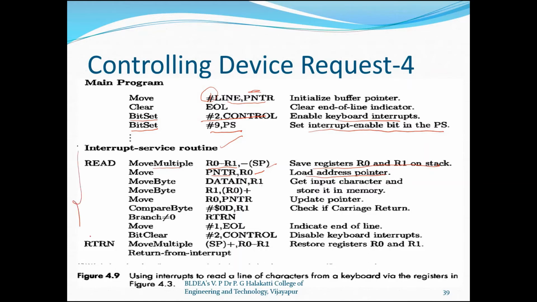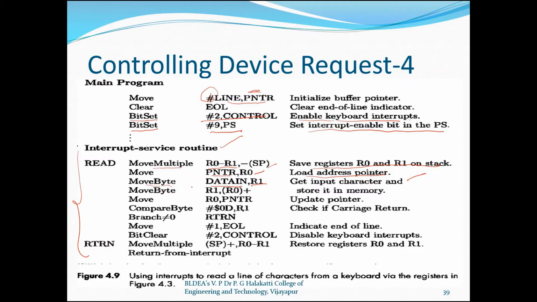So this subroutine is going to execute whenever a key is pressed on the keyboard. That's why we said whenever the keyboard is enabled to interrupt, this subroutine will be called. So we are going to move the data that is stored in the data in register of the keyboard to a register R1. That is, get the first character that is pressed on the keyboard.